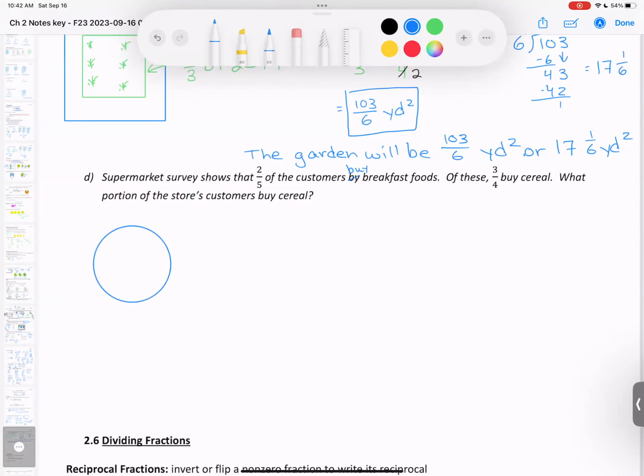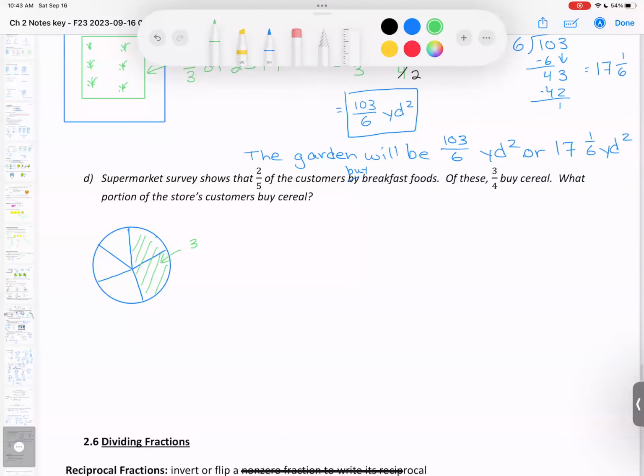So here we've got the supermarket survey. I'm going to try to divide this circle fairly evenly into fifths. Okay, and you'll have to use your imagination a little bit because it's not going to be perfect. 1, 2, 3, 4, 5. Okay, let's pretend those are equal, even though they're clearly not. So 2/5, that's like here. Those are the people out of everyone surveyed. The green shaded area is the people that buy breakfast foods.